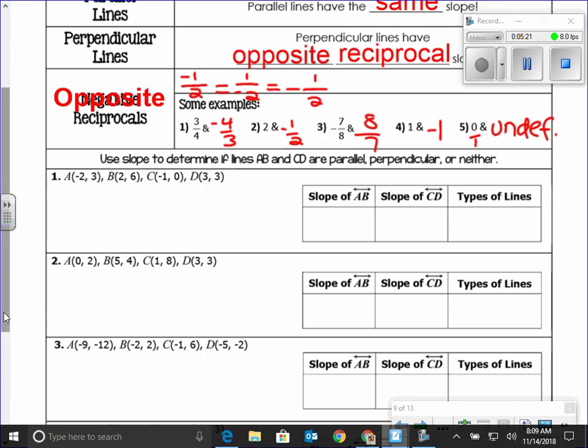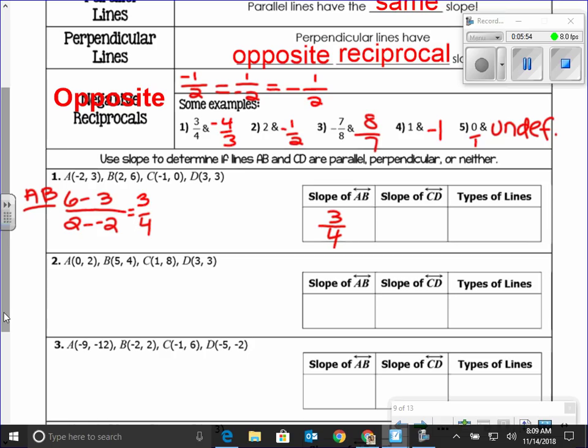For number 1, we need to find the slope of AB. Remember, to get slope, you subtract the y's over subtract the x's. So I'll have 3 minus... over 2 minus negative 2. And do you always simplify? Always. So this becomes 3 over 4, and that one's simplified. So the slope of AB is 3 over 4.